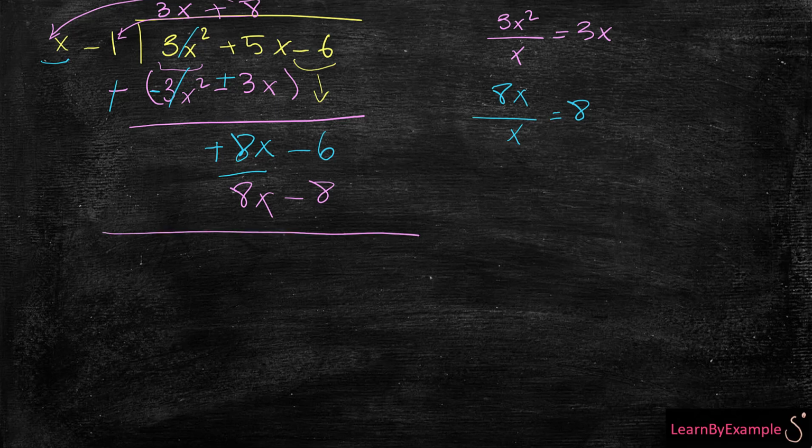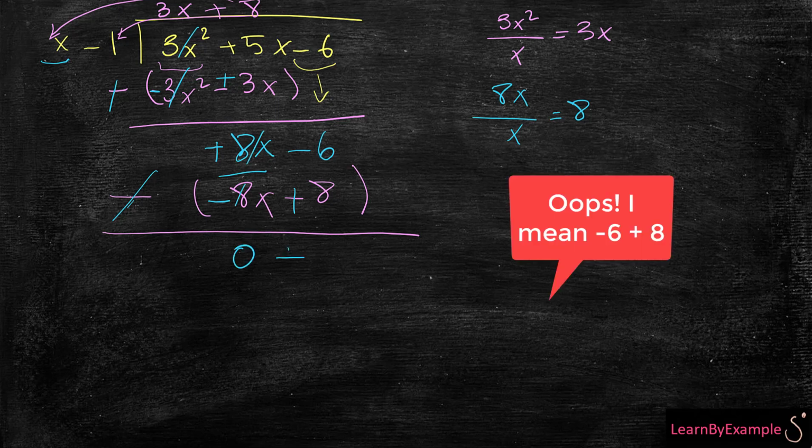What do I do next? I will subtract them from each other. When I subtract, I will have a negative 8 here and a positive 8 here. So I'm going to get rid of that. Now I have 8x minus x, I have a 0 here. Minus 6 plus 8, I have a positive 2.